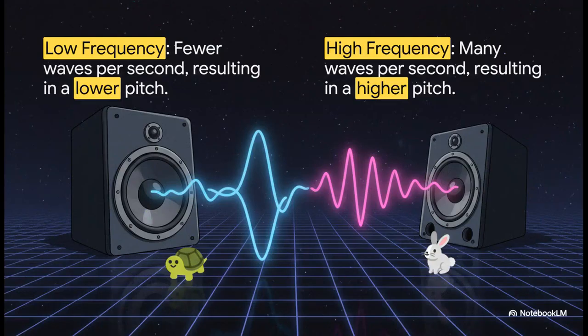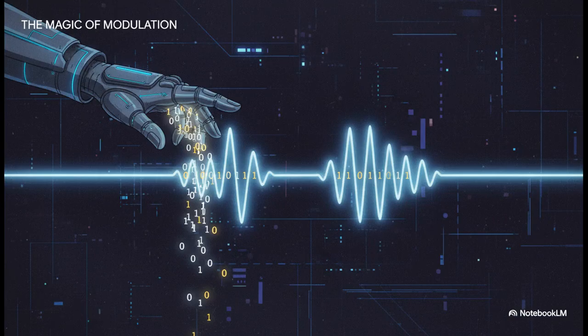And you can really see the difference right here. The low-frequency wave on the left is all stretched out, kind of lazy, with fewer peaks and valleys in the same amount of time. That's our slow, deep bass note. But look at the high-frequency wave on the right. It's way more compressed, with tons of cycles packed in. That's our high-pitched soprano.